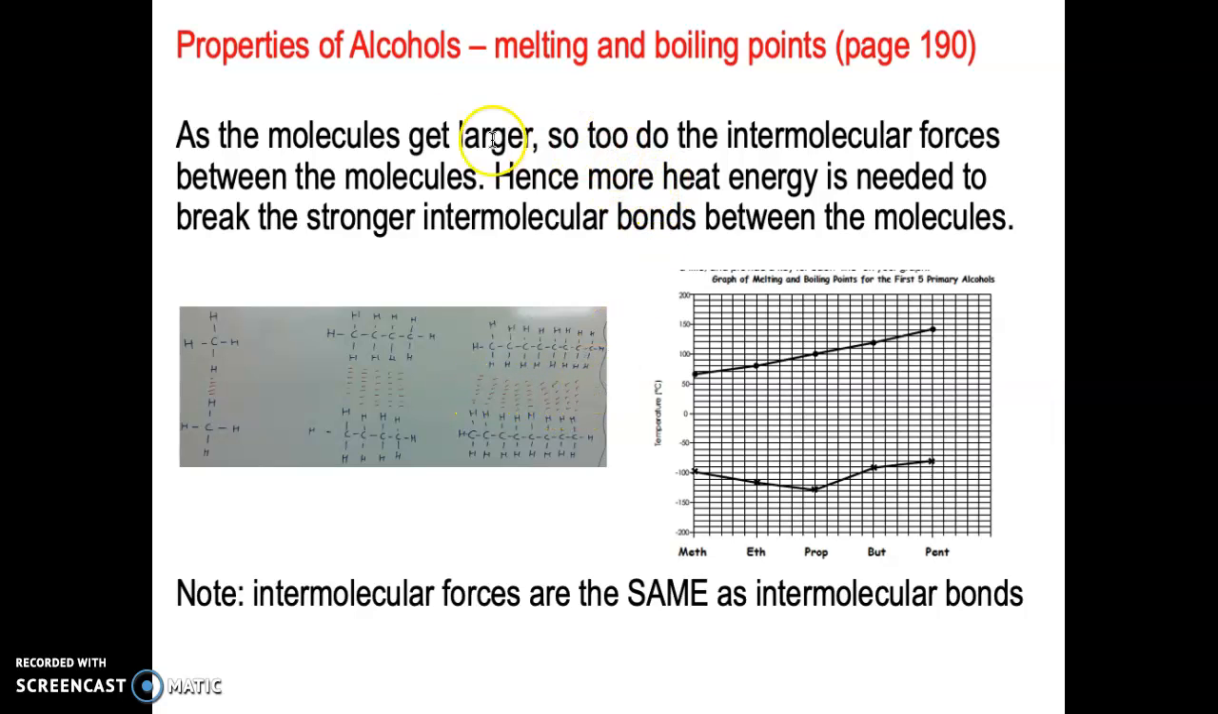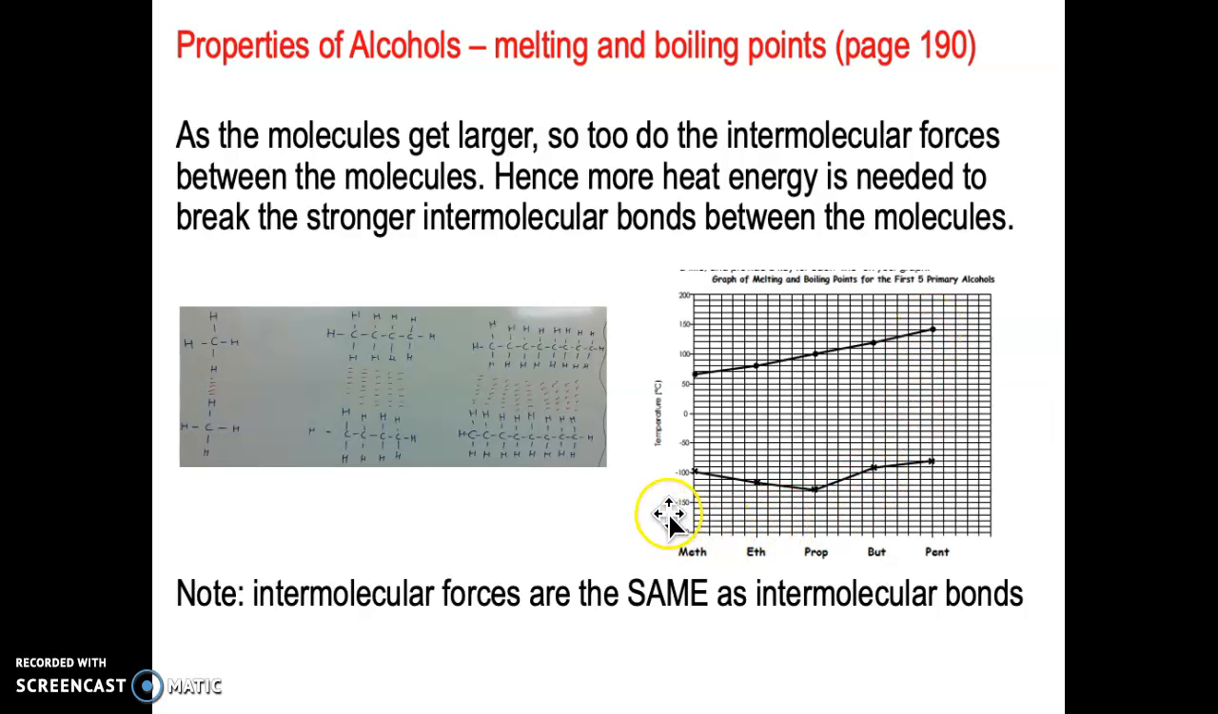Okay, so as the molecules get larger, and it doesn't matter if you're talking about alcohols or alkanes, it's the same idea, then you get these stronger intermolecular forces. And therefore, more heat energy is needed to break those stronger intermolecular bonds between those molecules. And so you'll have a higher temperature for their boiling point.